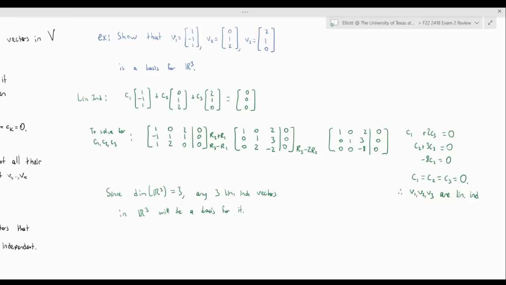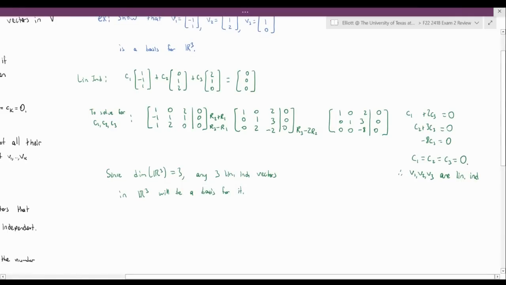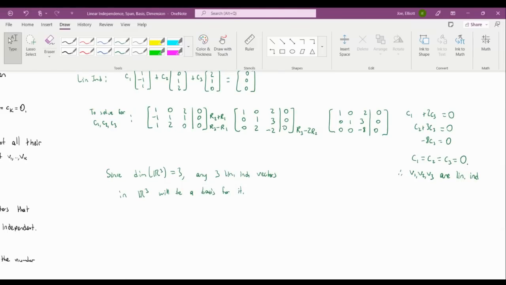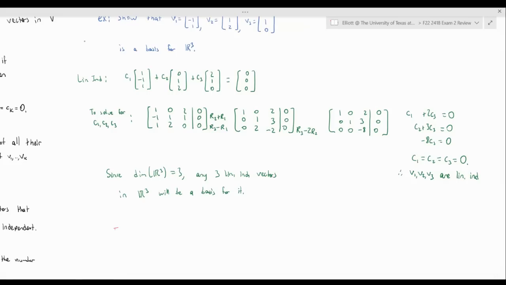And you can generalize this to any dimension. So it might be useful to know that just in general, if the dimension of the space is known to be some number n, and you have n linearly independent vectors, then those vectors are automatically going to span the space and therefore be a basis for it, okay?